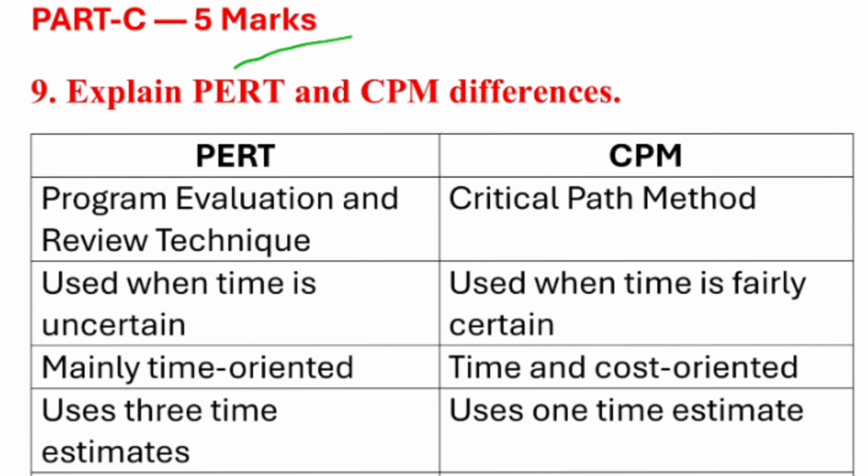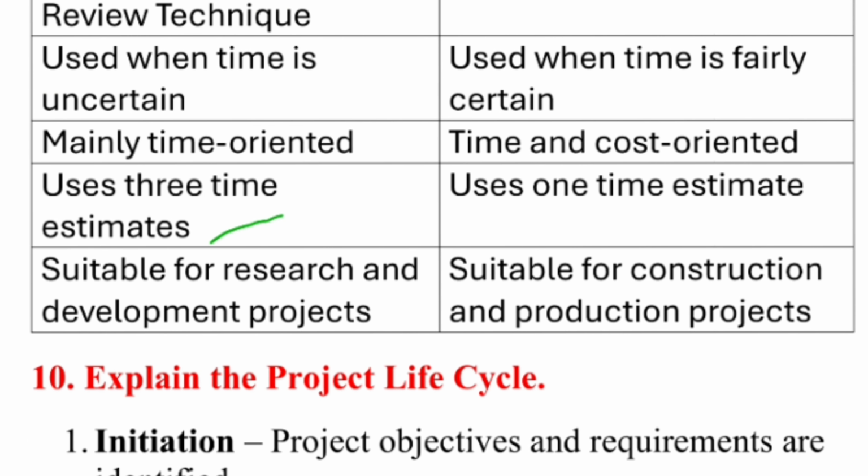Next, coming to the 5 marks, explain the difference between CPM and PERT. PERT is Program Evaluation Review Technique; CPM is Critical Path Method. PERT is used when the time is uncertain; CPM is used when the time is fairly certain. PERT is mainly time oriented; CPM is mainly time and cost oriented. PERT uses 3 time estimates; CPM uses 1 time estimate. PERT is suitable for research and development projects; CPM is suitable for construction and production projects.